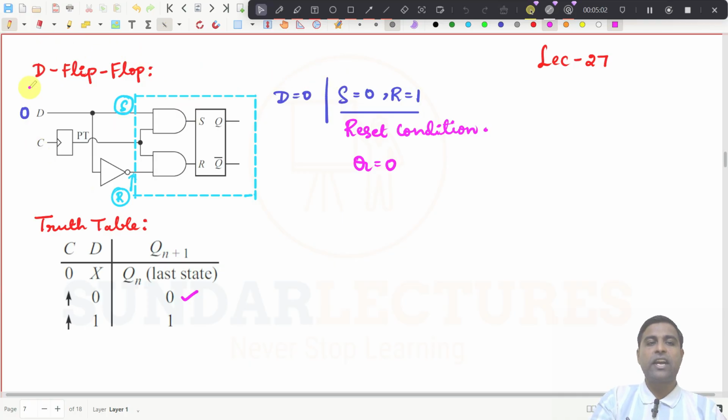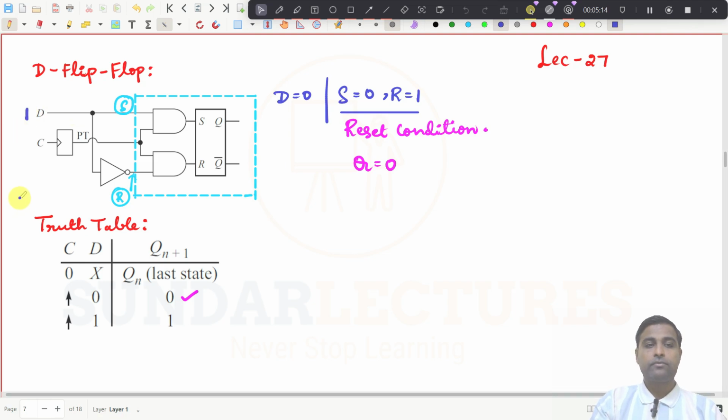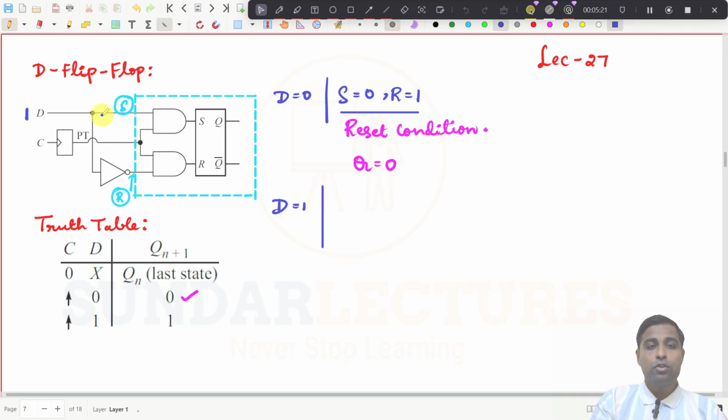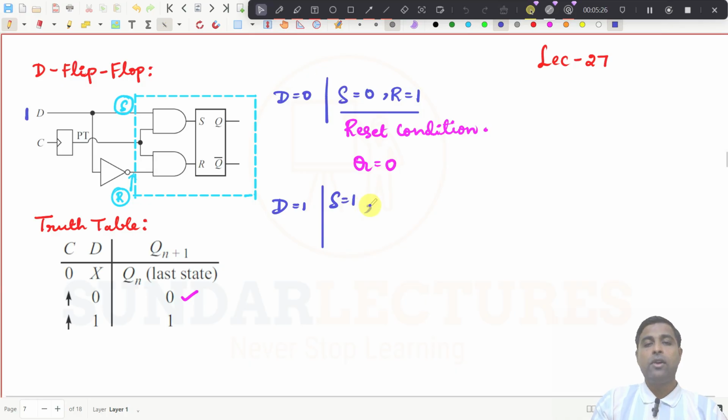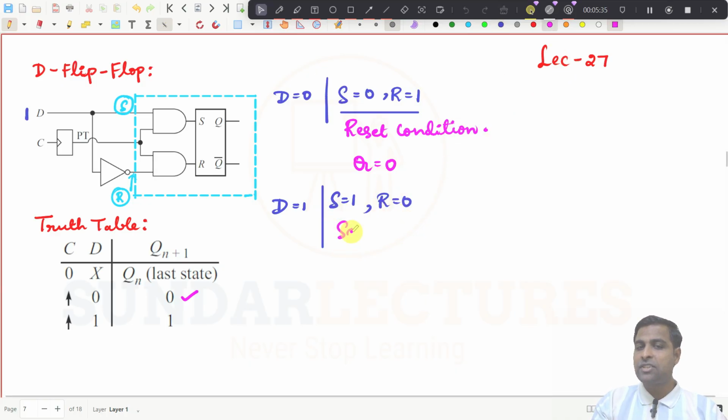Anyhow, if I give 0, it becomes 0. And for example, we take another one now. If I give 1 here, what happens? So if D is equal to 1, I am giving D is equal to 1. So what happens now? S will get 1, S is equal to 1, and this one will become 0 here, and that passes through this AND gate. So R will become 0. And what is this condition in an SR flip flop? It is a set condition, right?